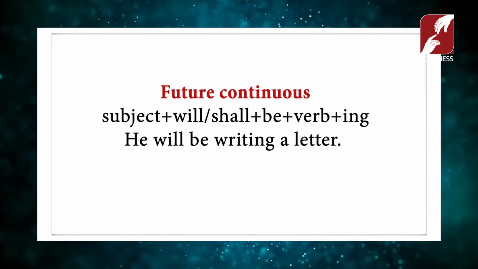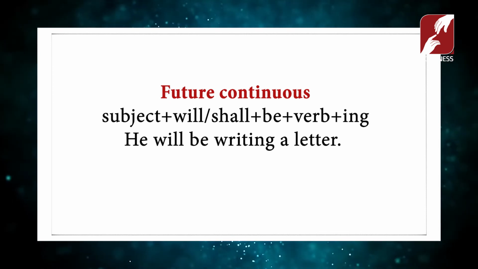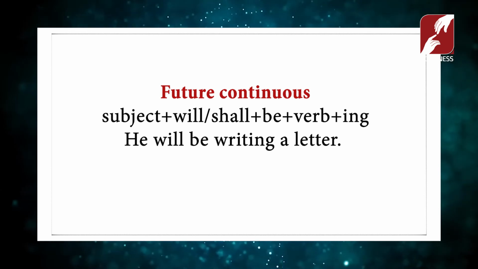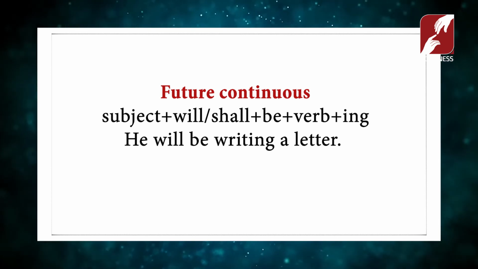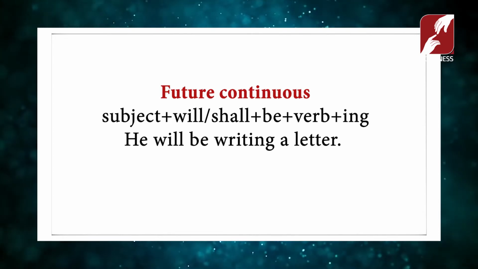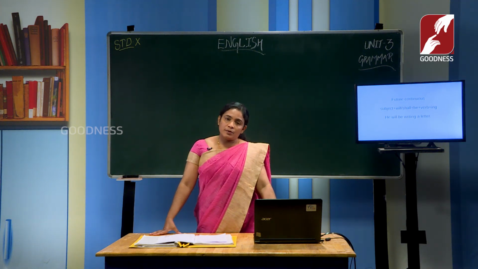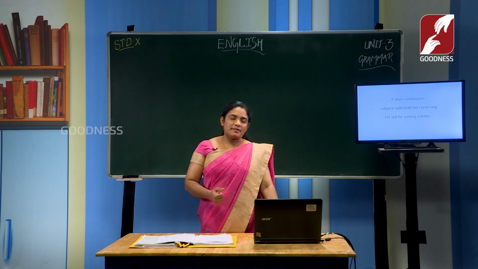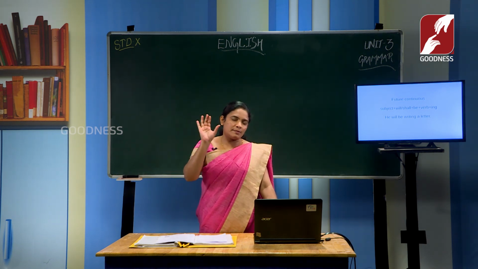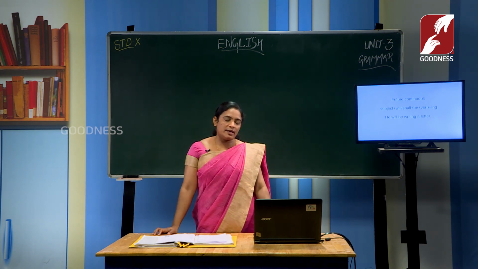Okay. See the next one. Future continuous. That means subject plus will or shall plus be plus verb plus ing form. For example, he will be writing a letter. What is the usage of this? An action will be in progress at a particular time in future. To show such actions, we are using this future continuous tense.